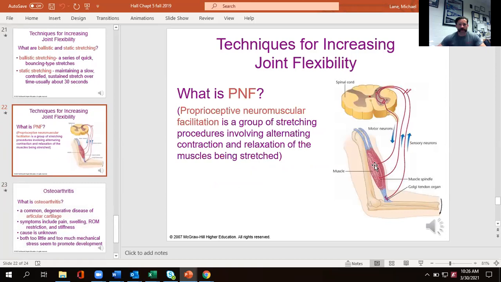PNF, where we're going to purposefully have someone push against in order to get a bit of a stretching effect. And then from there, have them relax a little bit.